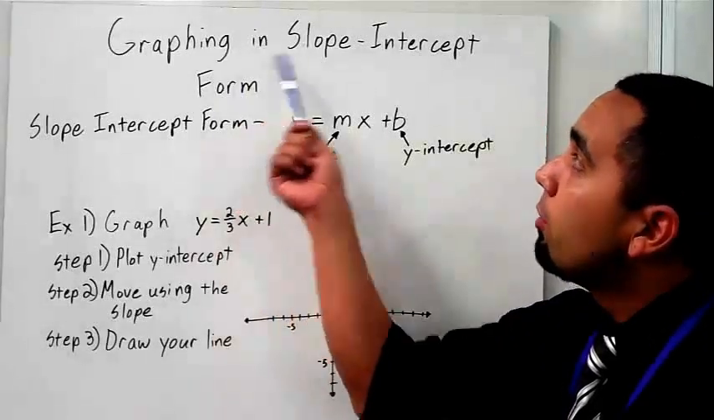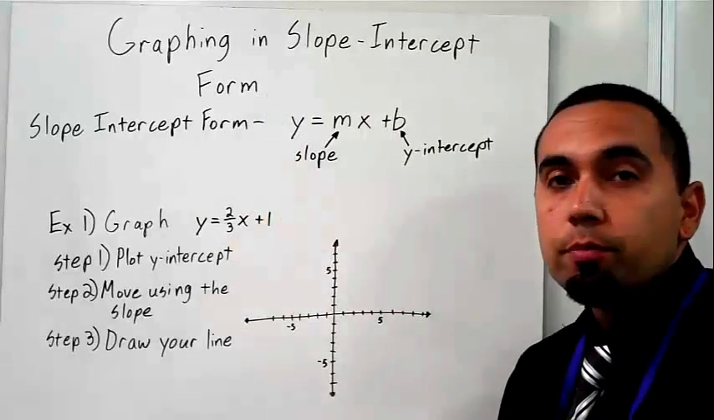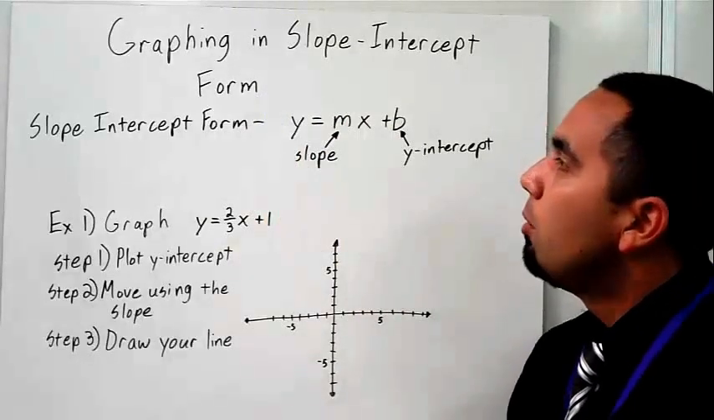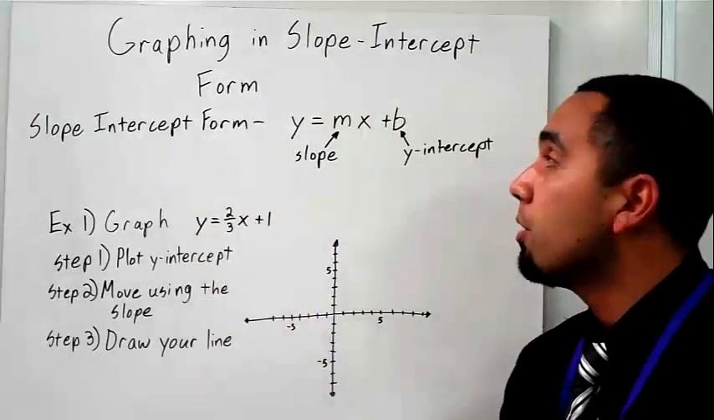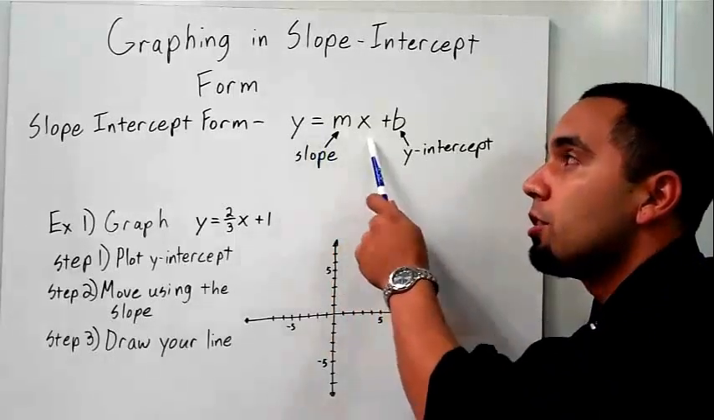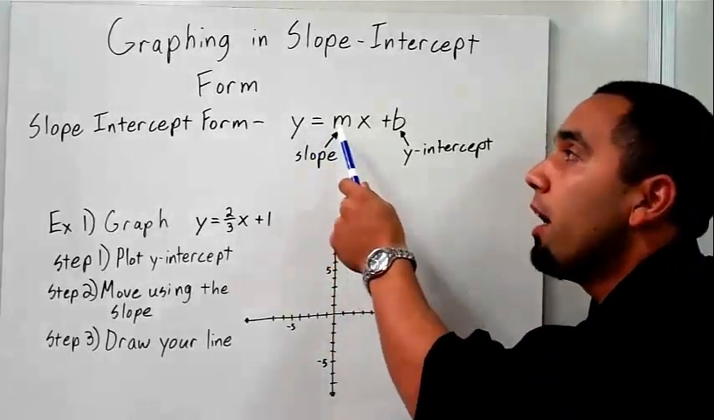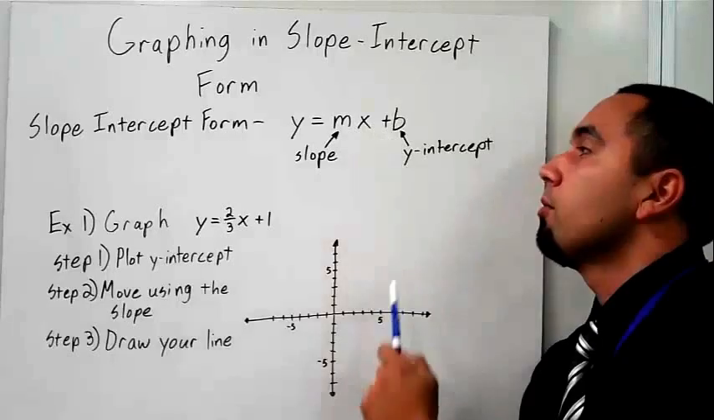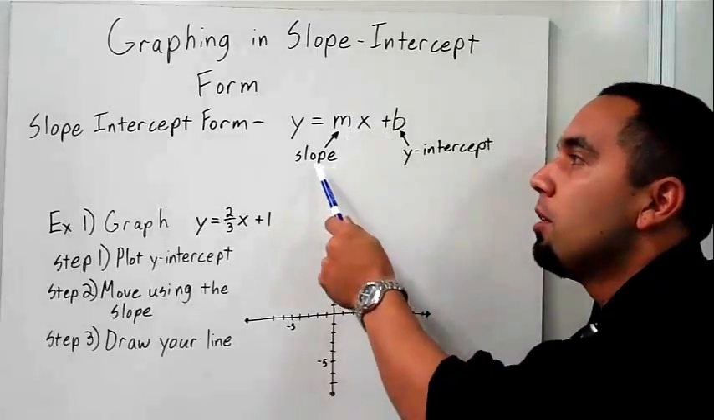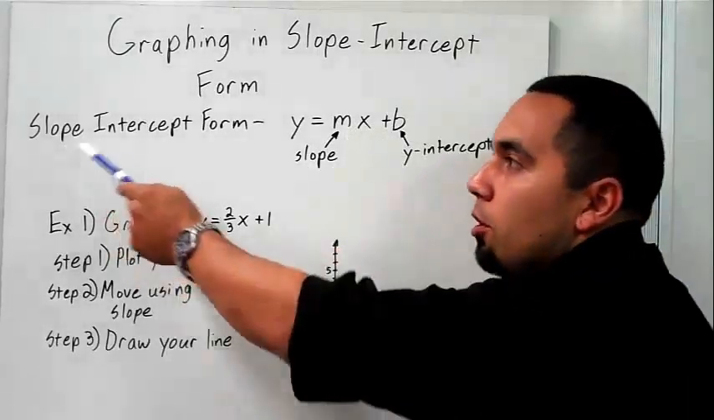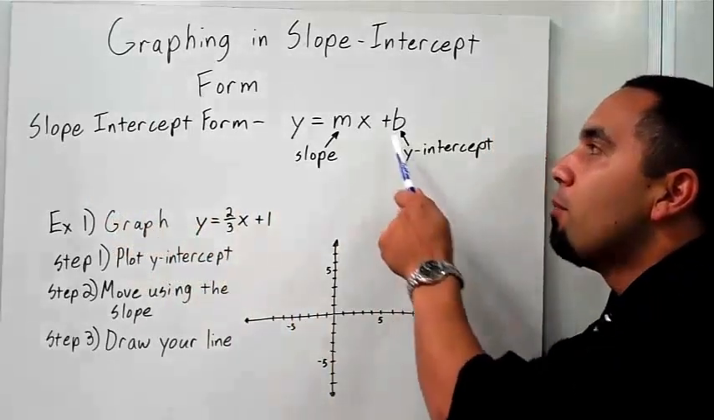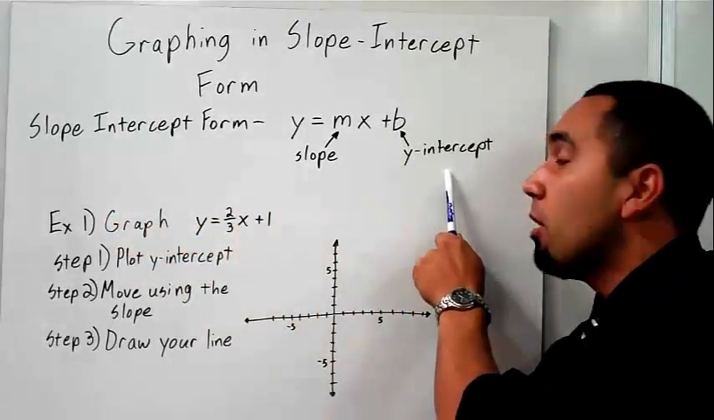Okay, so this is graphing in slope-intercept form. This one's going to be kind of short, but basically we need to know what slope-intercept form is. It's an equation: y equals mx plus b, okay? And m is our slope. That's where we get the slope from slope-intercept form. And b is our y-intercept.